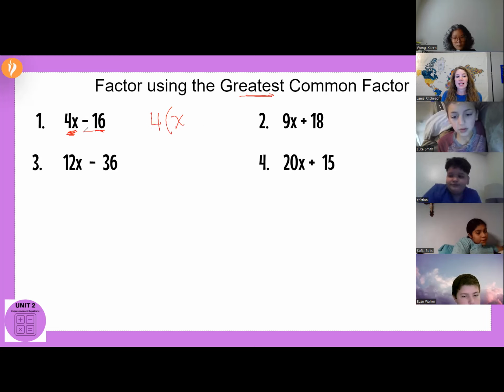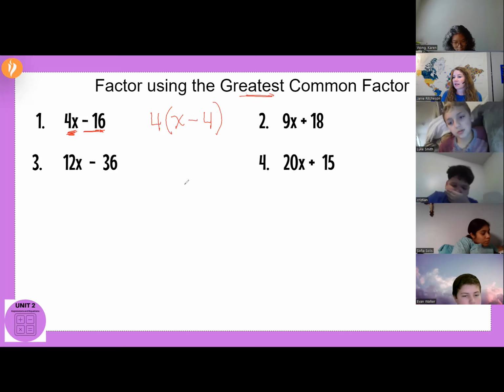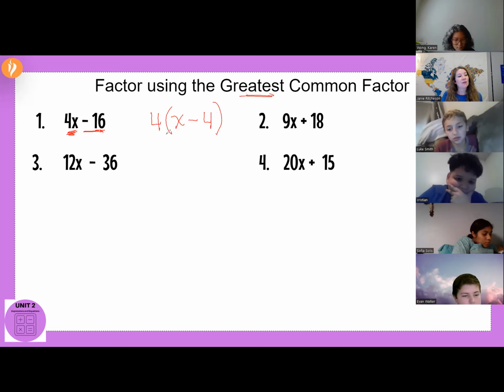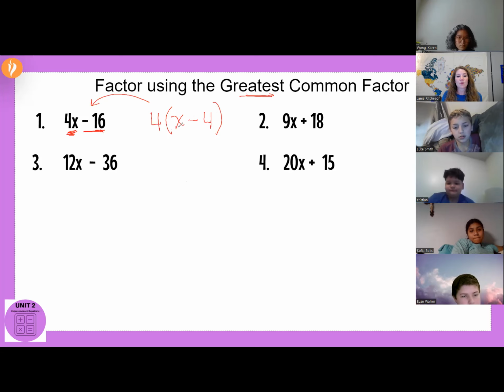Because this term is a negative term. What's negative 16 divided by 4? There we go. Look at that. So if I distributed the 4, I'm going to go back to this, you guys. Do you agree? 4 times x is 4x, and 4 times negative 4 is negative 16. Okay? All right, let's look at number 2.